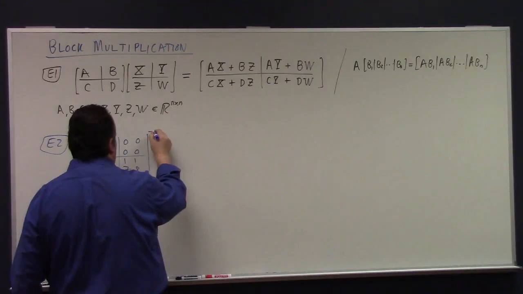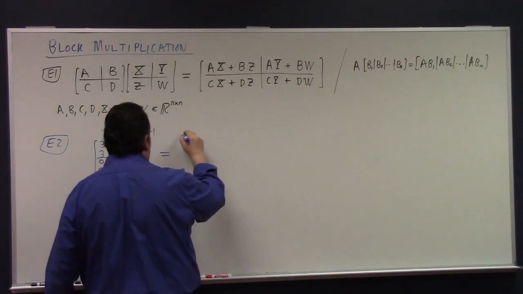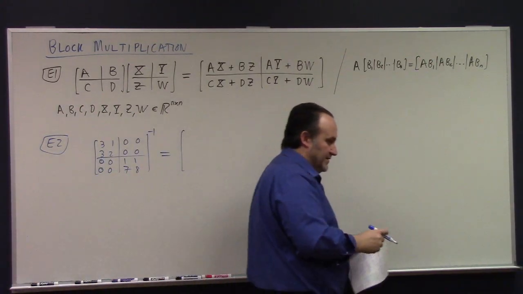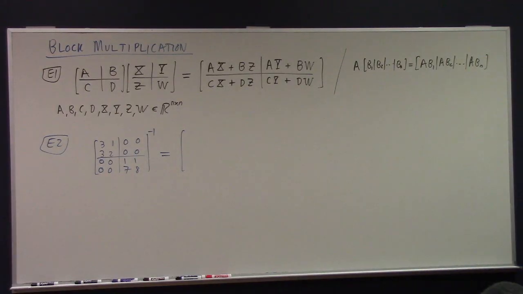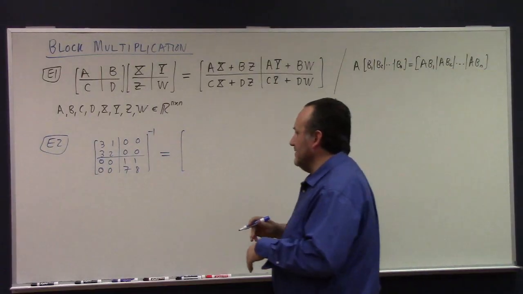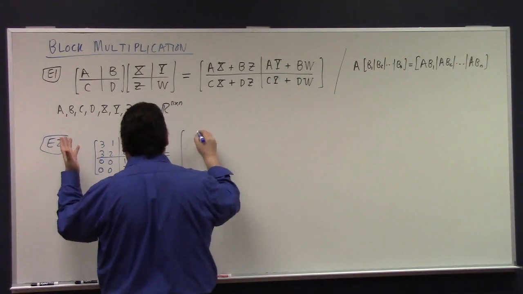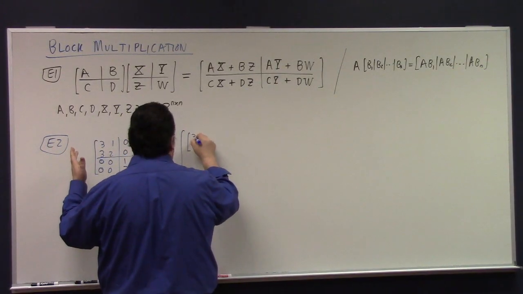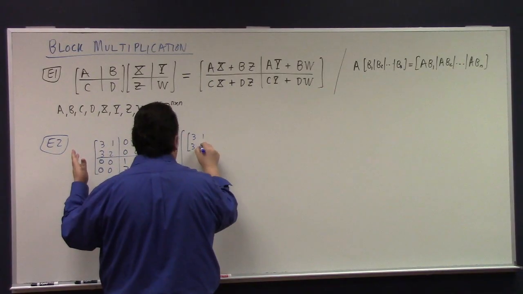So I can invert this block matrix, right? This is a block matrix. It's a 4 by 4 matrix, but made from four 2 by 2 blocks. And it turns out, and we'll check, that I can just invert the blocks.